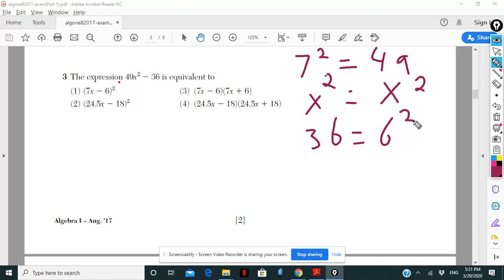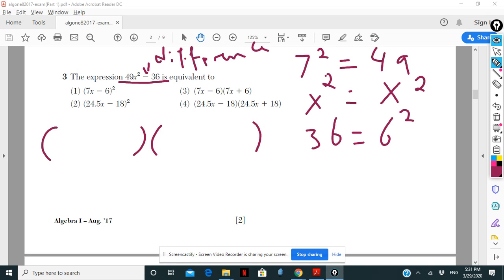So if you're looking there, that's a difference between two squares. In that case, I do two parentheses, taking the square root of the first term, 7x, and the square root of the last term, 6, one time positive, one time minus. So the answer should be 3.